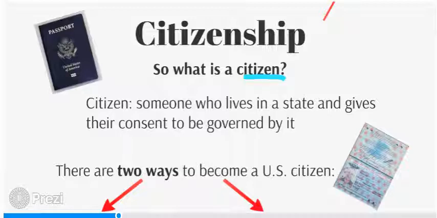We define citizenship in our civics class as someone who lives in a state and gives their consent to be governed by it. And we spoke about consent of the governed in terms of the social contract, Rousseau's social contract, that says one half of the contract is that people say that they are going to be governed and they are okay with it and they are going to follow the law. And on the other side, the government agrees to provide them with order, security, public policy, and services as the four functions of government. So there are two ways to become a citizen.